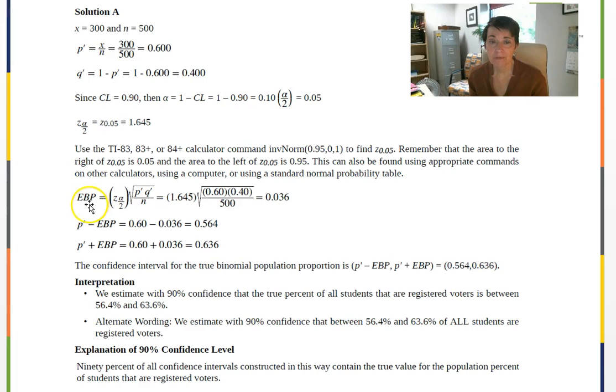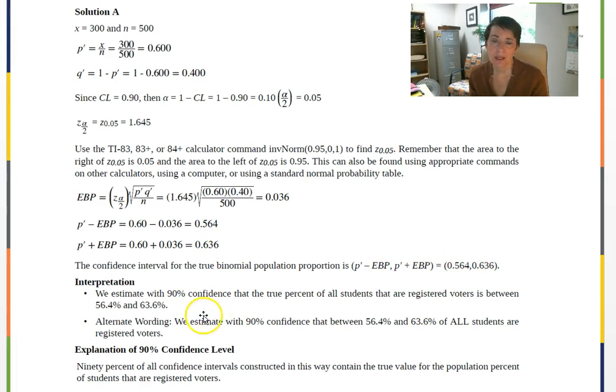Here we have our error by taking this number and our P prime, Q prime divided by N. Here it is in numbers, okay? I have our 60%, our 40% divided by 500. Take the square root of that, multiply it by the z-score that we got, and we get 0.036. So I'm going to add that and subtract it from my probability, the percent of voters, right, because that's what I'm talking about, plus or minus, and I get this confidence interval.